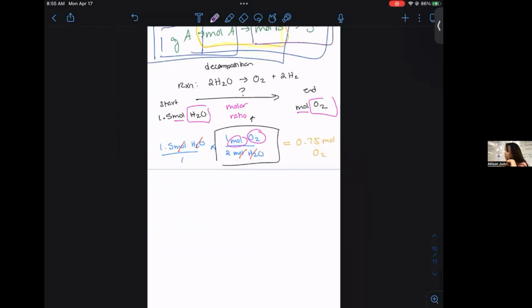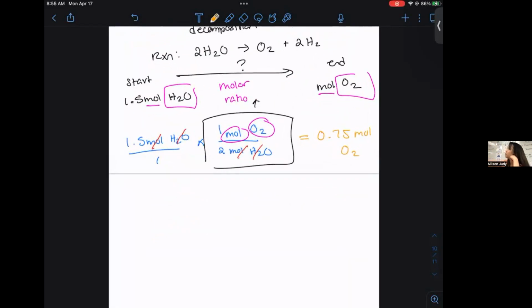So now what I'm going to do is take my 0.75, question part 2, how many grams of O2? I'm going to take my 0.75 moles that I found in the previous step, and I'm going to say, okay, now this is my new start. And what's my new end? I want to get to grams of O2. So the question is, how do I go from here to here?